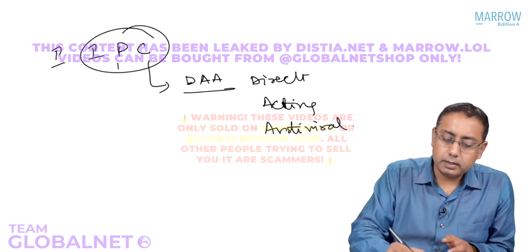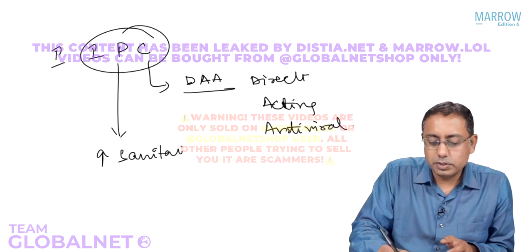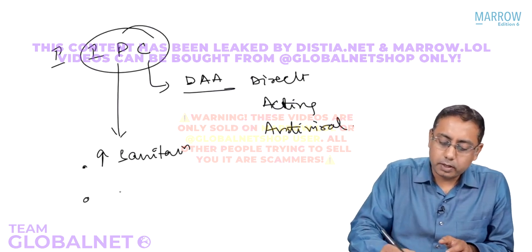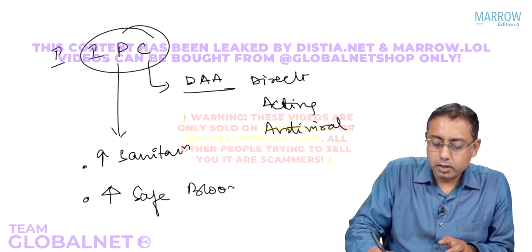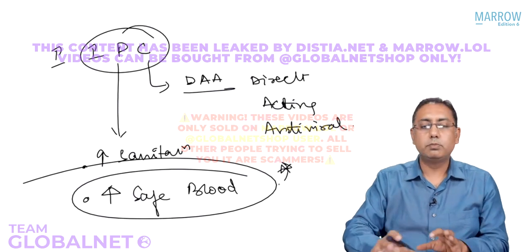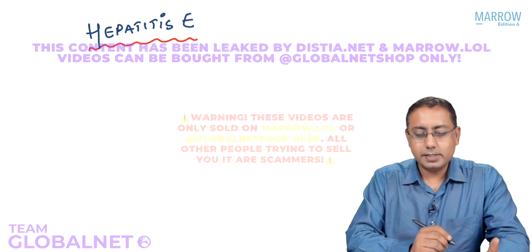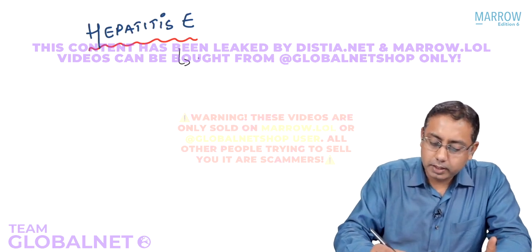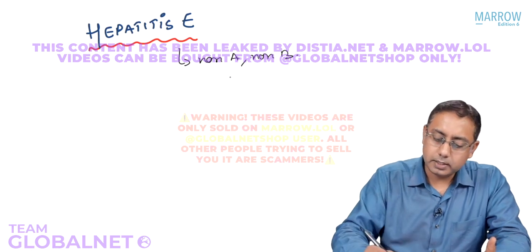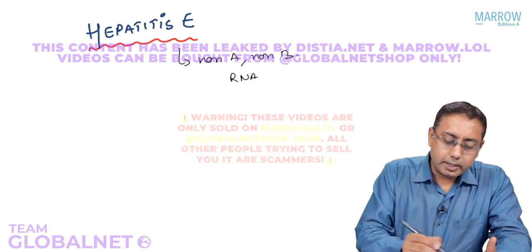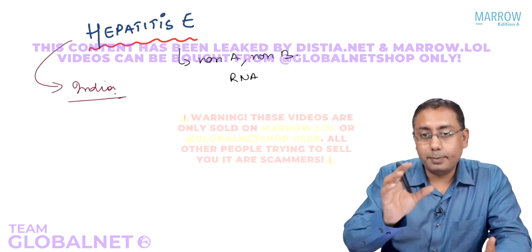chronic phase. And the prevention modality will be only one, that is to improve sanitation, which of course does not help much, but more importantly, we want to promote a safe blood supply, or safe blood practices, which is the most important feature in hepatitis C. Next, let us talk about hepatitis E. Hepatitis E is essentially a non-A and non-B virus. It's an RNA virus.